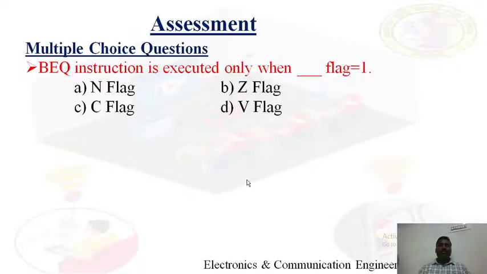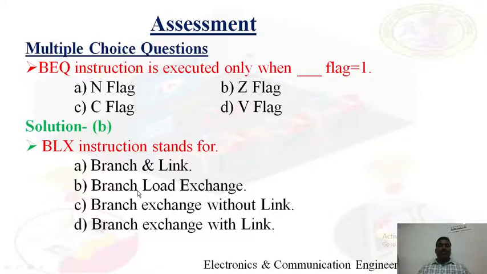We'll move on to the next one. BEQ instruction is executed only when? As I said, the BEQ is a conditional branch instruction. So it is executed only when N flag, Z flag, C flag or V flag equals 1. Equal, as we have seen even in the TEQ instruction, test on equality, where an XOR operation is performed. So that is basically for the Z flag, so the answer is B.